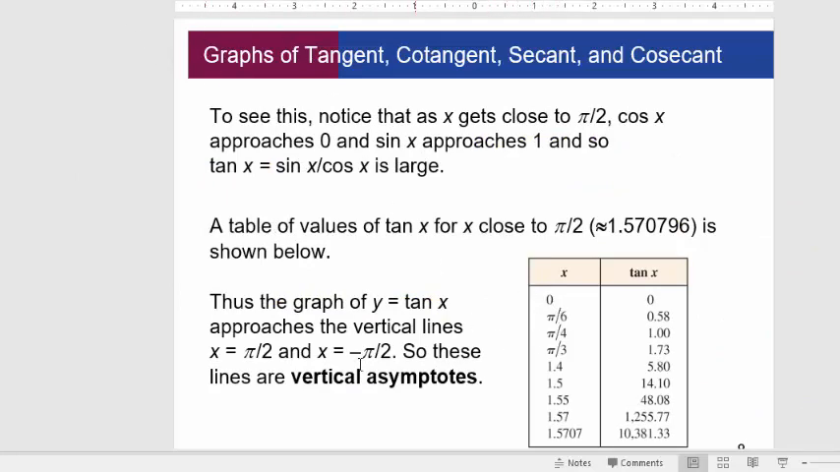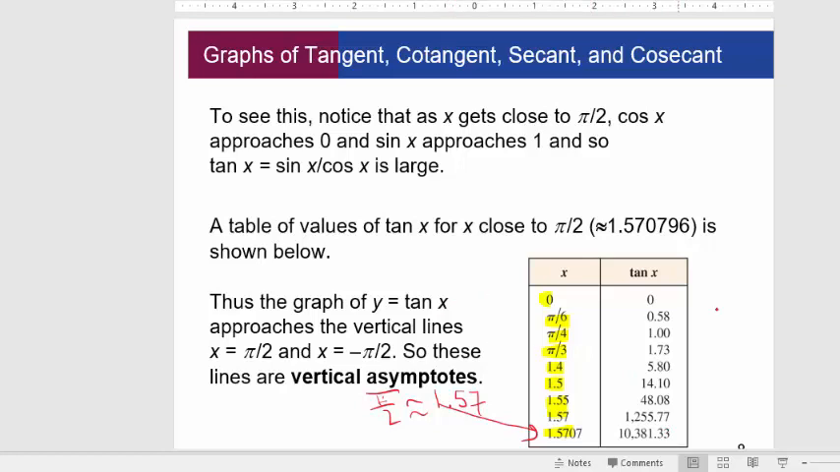Okay, so what they do here is they just create a table for you showing how as x increases from 0 and gets closer and closer to pi over 2, because remember pi over 2, if you think of pi as 3.14, pi over 2 is approximately 1.57. So here you're getting really close to pi over 2. So as you get really close to pi over 2, the tangent explodes, right, and goes to infinity.